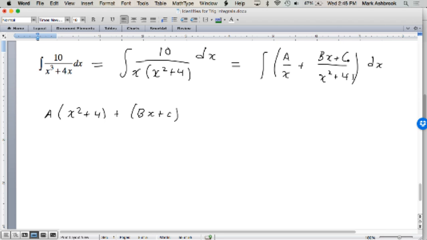And then maybe bx plus c times, what do we need top and bottom here? An x, and that's going to equal. So there's our numerator equation. And we'll have ax squared plus 4a plus bx squared plus cx equals 10.